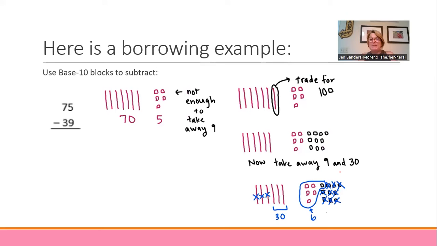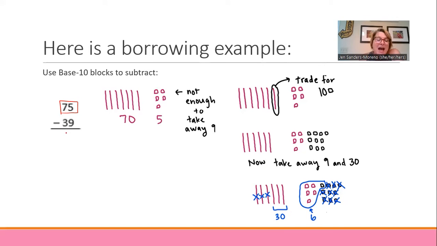We're going to talk about why this is helpful. We're going to look at borrowing. How we do subtraction with base 10 blocks is you start with one pile and you take away from it. So here we go. We're going to start with our first pile of 75, and you can see it right here. I've got those 7 sticks and 5 little unit cubes.